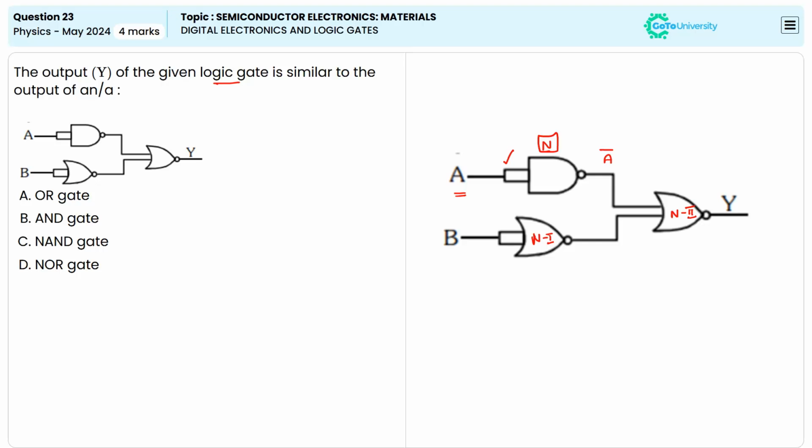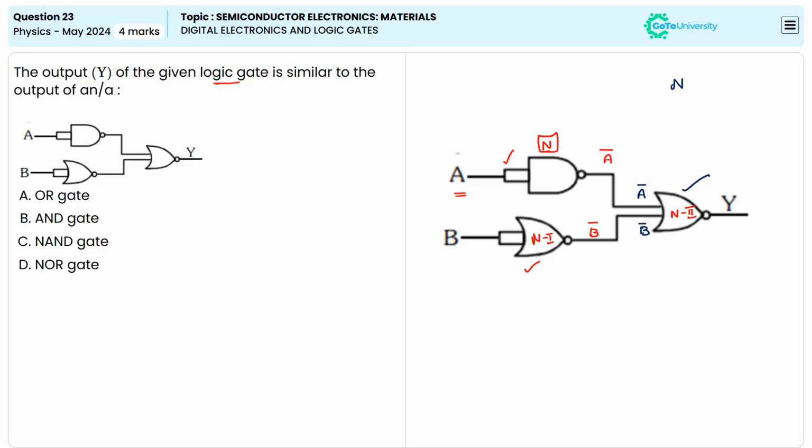because there is only one input, or else we can say that it is a short circuit. At the next end, the input B is given to NOR gate 1, so it will produce the output B bar. So here the inputs of NOR gate 2 are A bar and B bar.